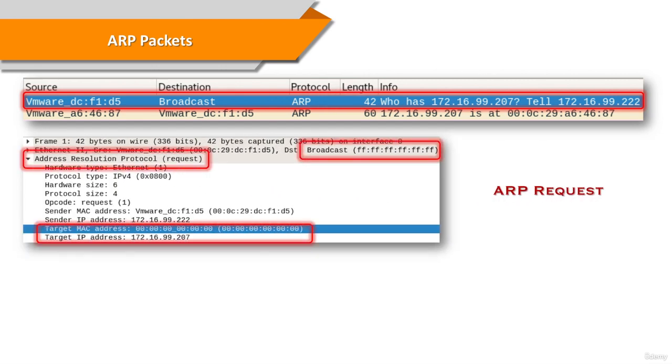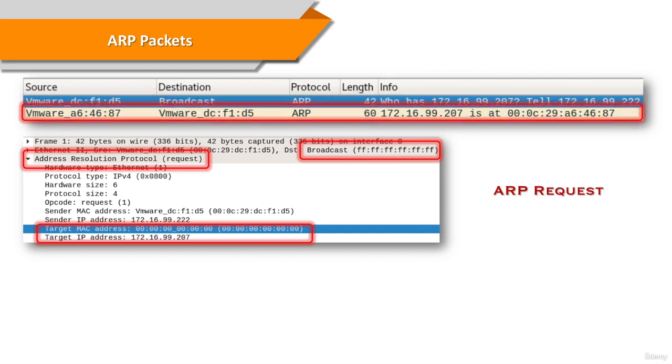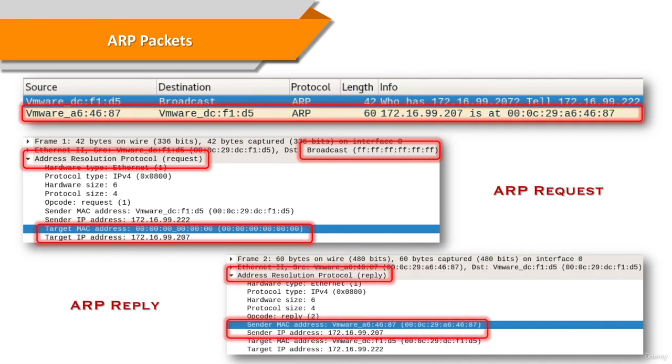These are how ARP requests and responses look in Wireshark. The first packet is an ARP request. As you see, it is broadcast. And the second packet is an ARP reply. The owner of the IP 207 answers with its MAC address. As you see, the ARP request is broadcast throughout the network, and the first reply is trusted and accepted.